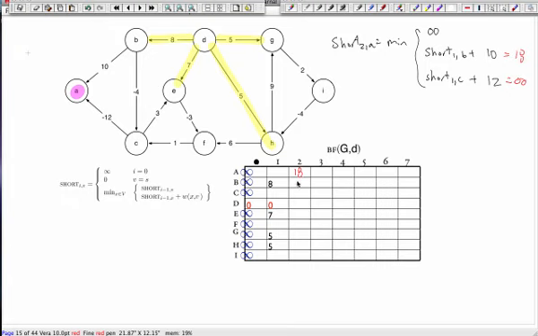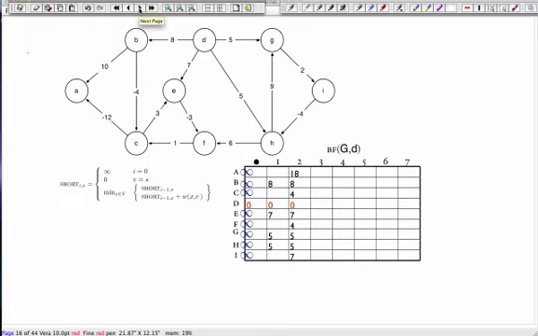And similarly, B will still be 8. C will still be infinity. Short of 2C will still be infinity. Oh, sorry. No, you're right. So this will be 4. F will be infinity, and I will be 7. So let me just make sure we've done that.